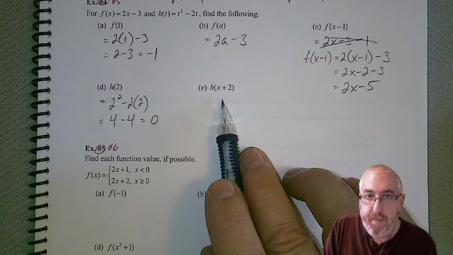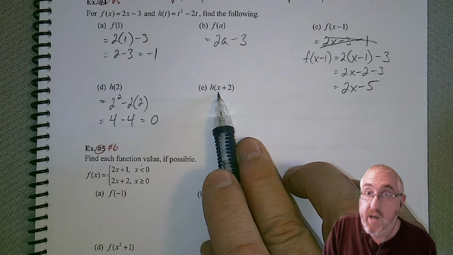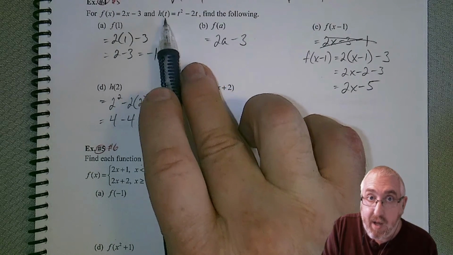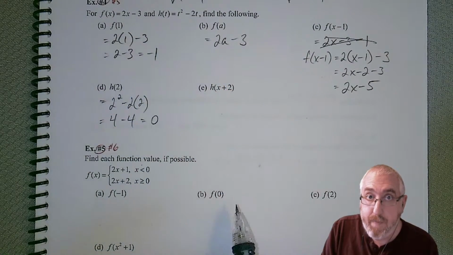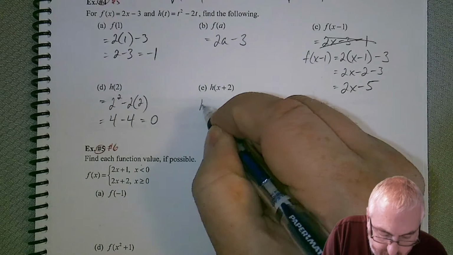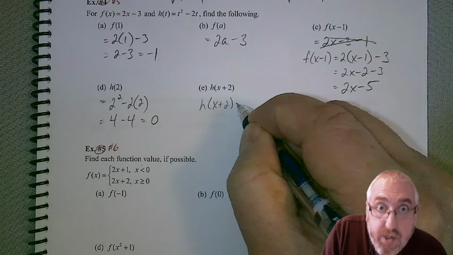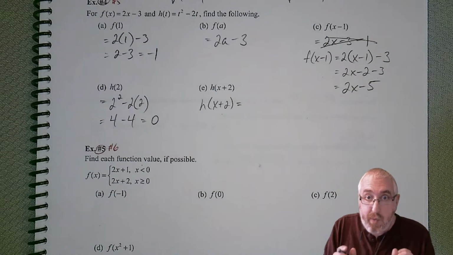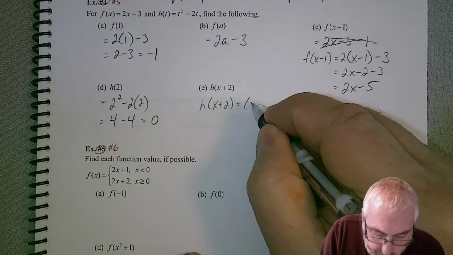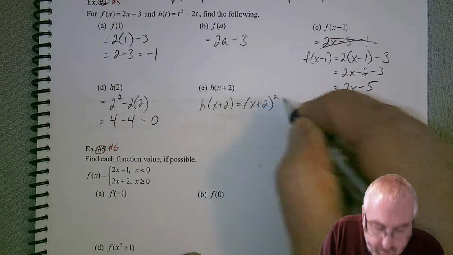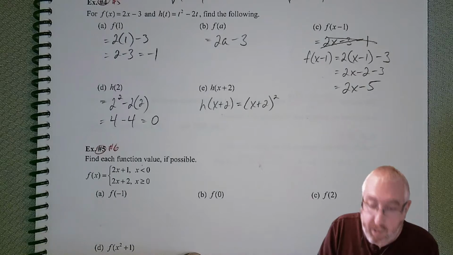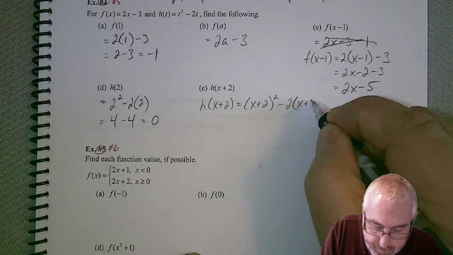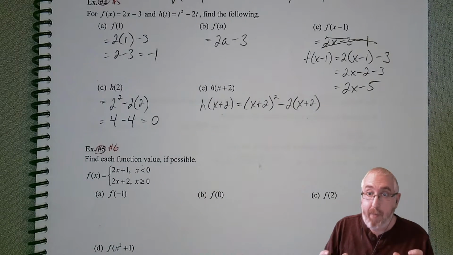Now we got a fun one. So now we want to replace our input with x plus 2. Everywhere there's a t, we need to replace it with an x plus 2. So h of x plus 2 should equal, so we want t squared. So the t is being replaced with x plus 2. So let's put it in parentheses and square it. But then we got to subtract 2 times our new input. So that's the proper way to substitute it.